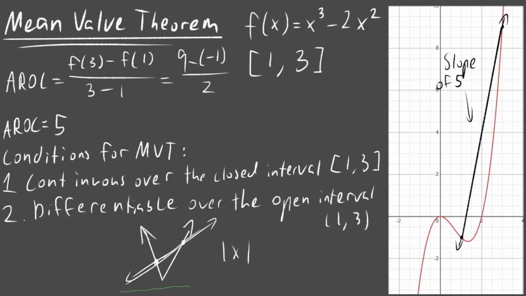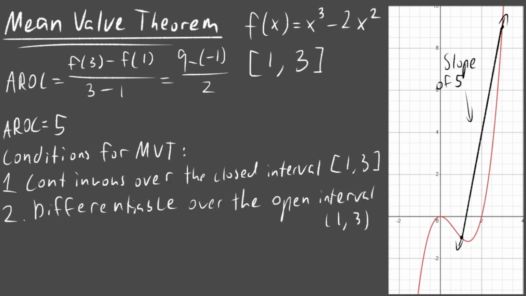Remember, if we're not continuous and differentiable, if we can't follow these conditions, we just can't use the mean value theorem. So let's actually inspect our function though. Let's actually look at what's going on here.